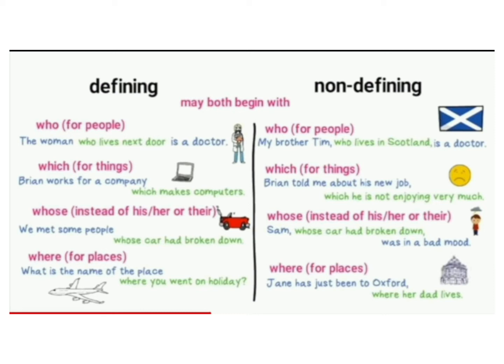And by using which for things in defining and non-defining relative clause. Brian works for a company which makes computer. That shows that it is a relative clause. Note that a sentence which is written in green color shows it is a relative clause.